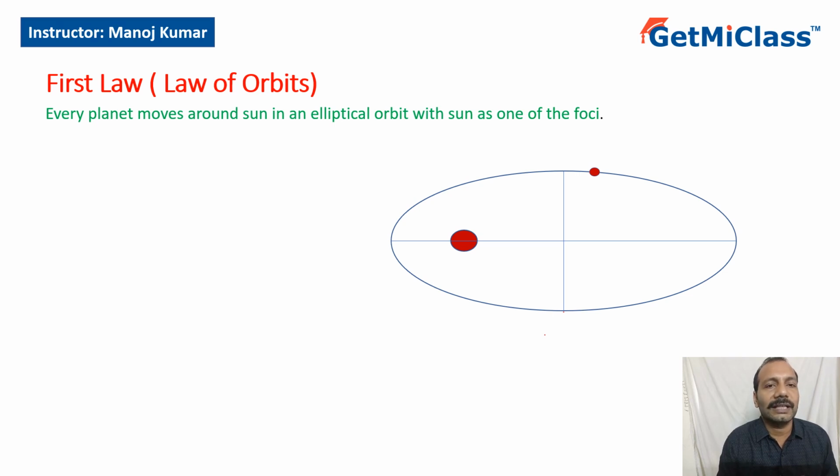So here you can see that if I take this as a planet, then this is the Sun. So the first law talks about the shape of the orbit. Once again, what does the first law say? The first law says that every planet moves around the Sun in elliptical orbits with the Sun as one of the foci.